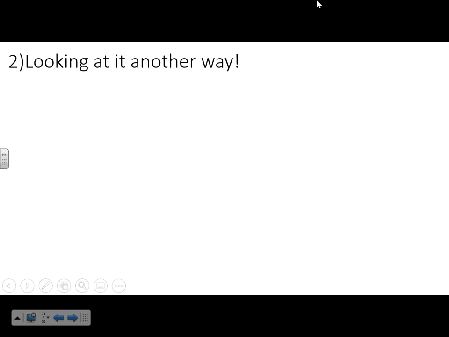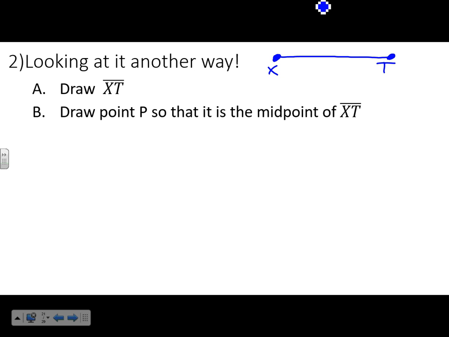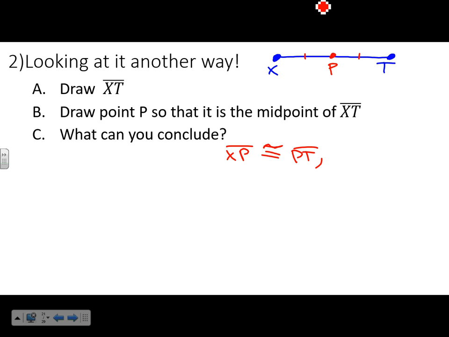Look at another one. Draw XT. That is a segment, XT. Put P so that it's the midpoint. So P is right here. Since it's the midpoint, that means XP and PT are congruent. That's the whole idea. If you cut it in half, then both sides are congruent. So again, what can we conclude? Same thing. XP is congruent to PT. And I know that because of the definition of midpoint.